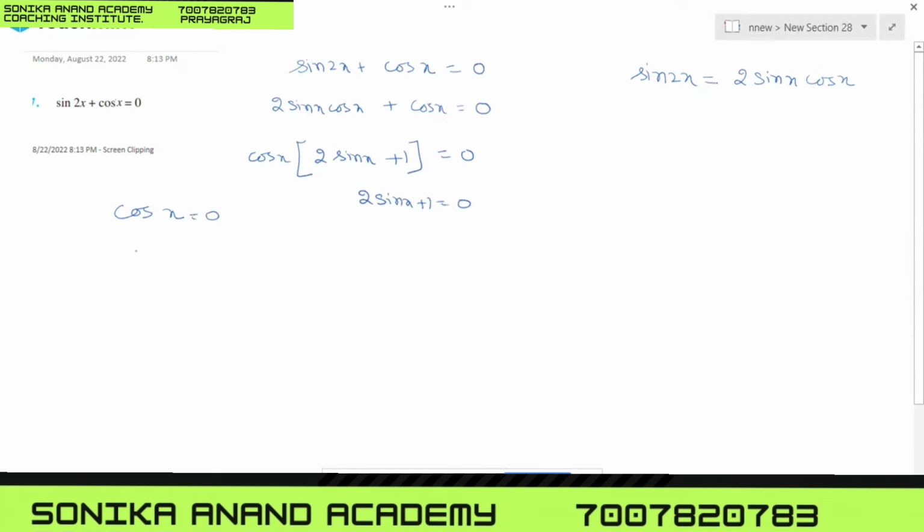I think you know how you will proceed. Now when it is 0, cos x is 0, so pi by 2. Listen, you just write in this way: 2n plus 1 into pi by 2. Simply. So the value of x is equal to, whenever there is cos theta, we write 2n plus 1 and then pi by 2. Now for here, 2 sin x is equal to minus 1.